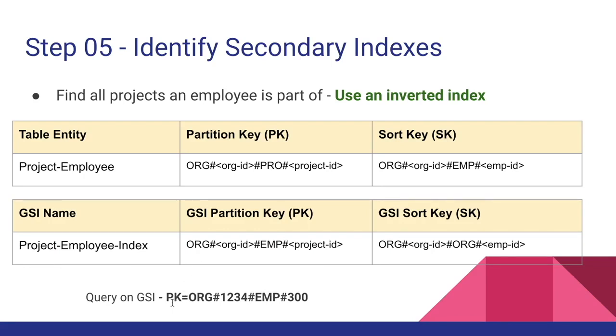Here's an example. Primary key is org hash 1234. Then let's say there's an employee with employee ID 300, so EMP hash 300. We are not giving any sort key values, thereby it will return all the items that this employee is part of. Okay, now let's look at another example.